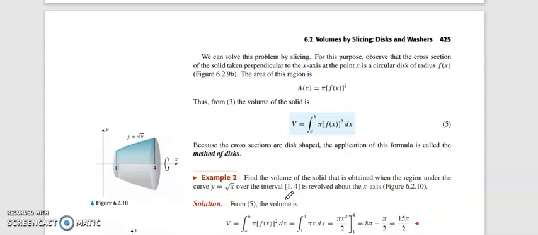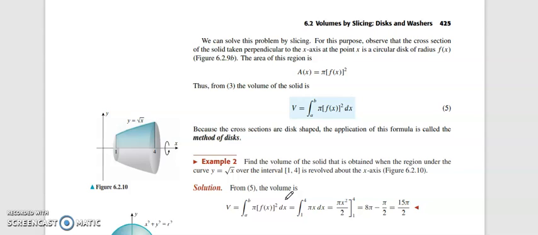Okay, so let us see one example. Here we are asked to find the volume of the solid that is obtained when the region under the curve y equal to f(x) over the interval 1 to 4 is revolved about the x-axis. So this is the curve y equal to root x. It will be a portion of a parabola, y equal to root x. x varies from 1 to 4.